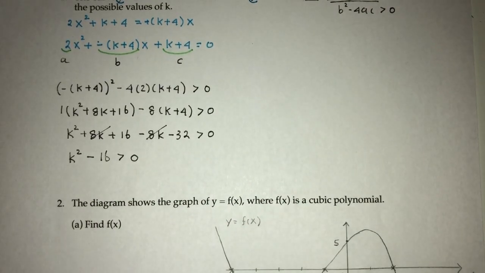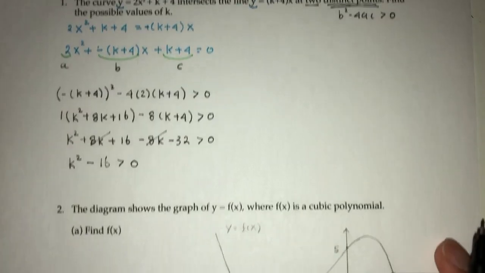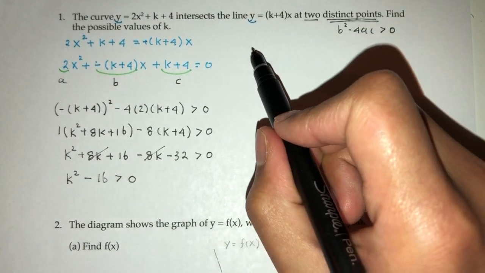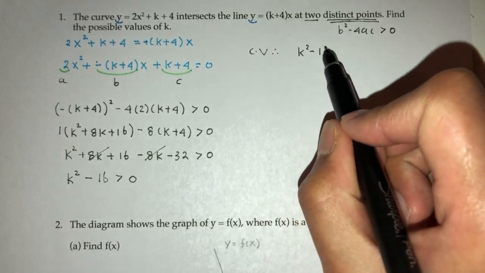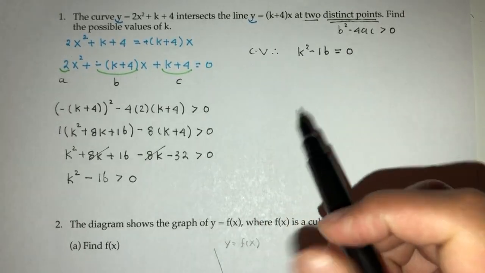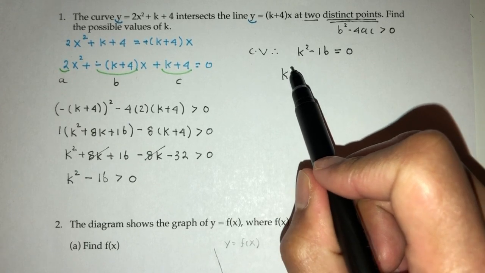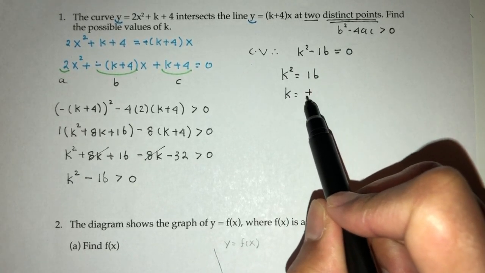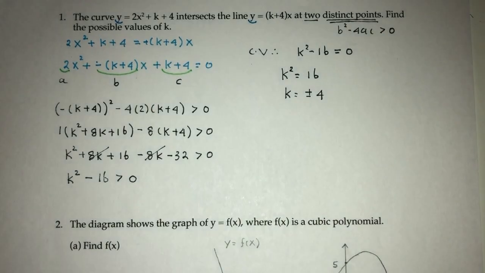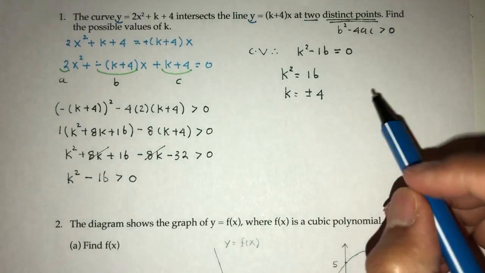So now we have to use the critical values to find the values of k. So basically, critical values of k will be k squared minus 16 equal to 0. So you will have k squared is equal to 16. K can be plus minus 4. Now this is not your answer. Your answer will be determined by the graph.